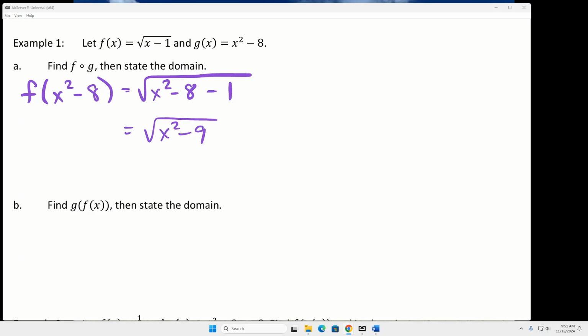Okay, so is this going to have a restricted domain? Definitely, because we have a square root, there's going to be a restricted domain. No, not always, actually. If this had been a plus, there's absolutely nothing you can square, add 9 to, and get a negative. Or there's no real number you can square, add 9 to, and get a negative. But there are lots of numbers that you can square, subtract 9 from, and get a negative.